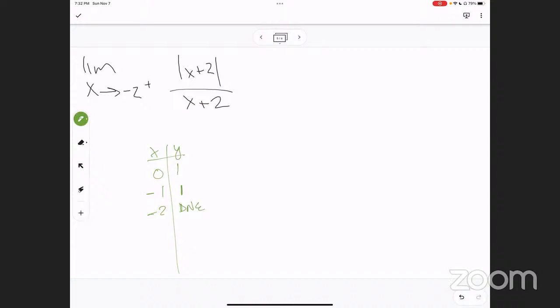Everything that you plug in to the right of -2, no matter what you plug in, you're going to get a +1 out. But then when you plug in numbers to the left, plug in -3, what's the difference? If I plug in -3, the top is still going to be positive, but what's the bottom going to be? Negative. It's going to be negative, which means you're going to get a -1. If you plug in -4, you'll get a +2 on the top, but a -2 on the bottom, which means you'll get a -1 again. If you plug in -5, you get a +3 over a -3, which is -1. So down on the bottom, it goes like that.